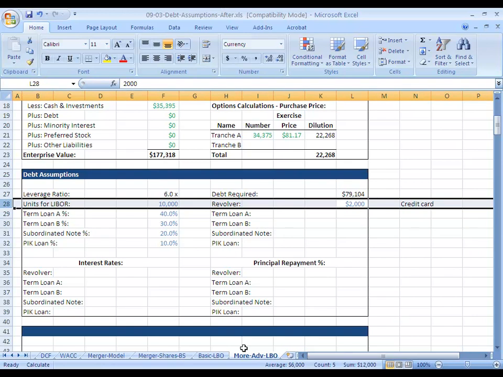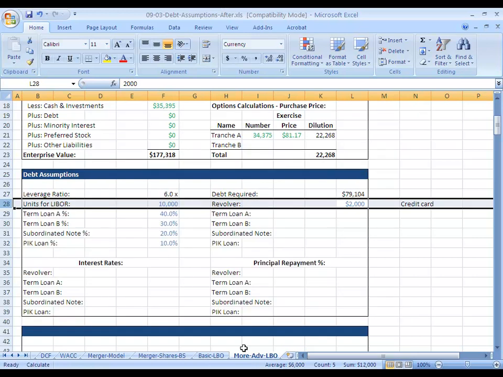So maybe the company needs to pay off a certain amount of debt, or they need to invest a certain amount in capital expenditures, but they don't have the cash. Well, if that's the case, then they would take out a revolver, and they would draw on the revolver to actually make sure that they have enough money to do the deal or to pay off debt or whatever the case may be. So a revolver is sort of like a credit card for a company.